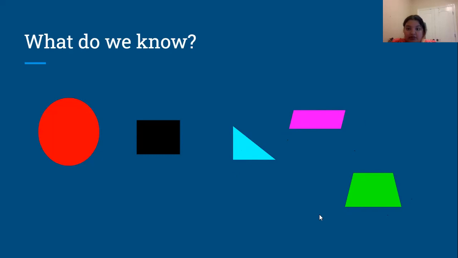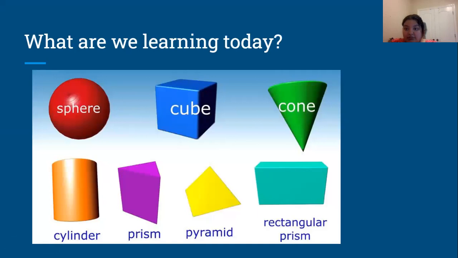So here we have everything, and all of these are called 2D shapes, correct? And 2D shapes, they're what? Flat. So we usually see them on papers, we cut them out, and so they're all 2D. However, what are we learning about today?